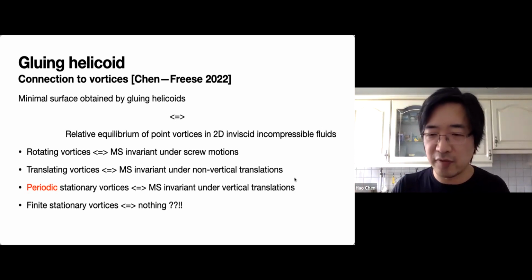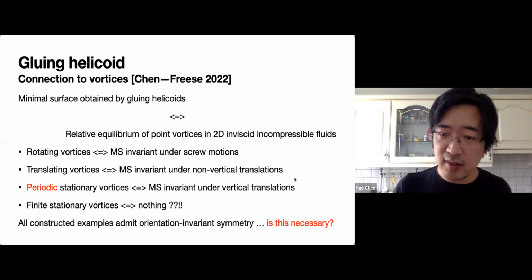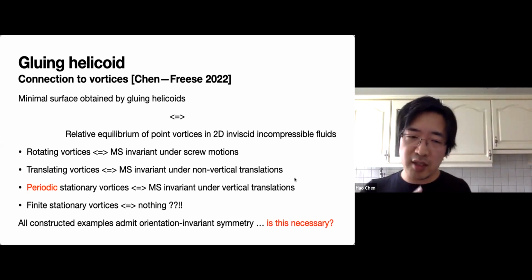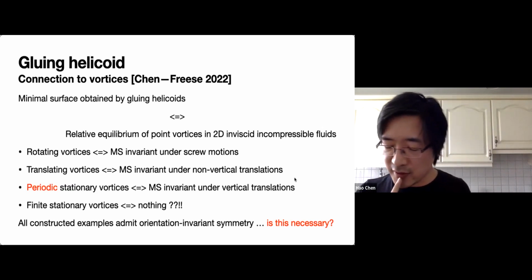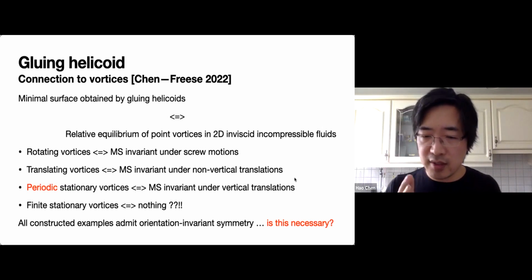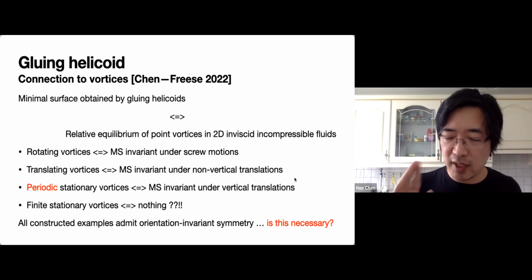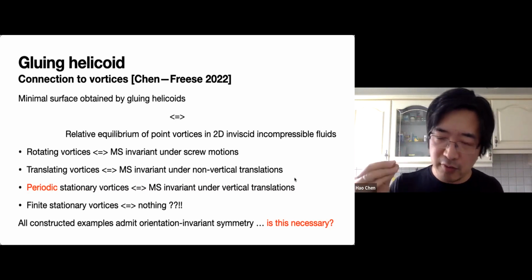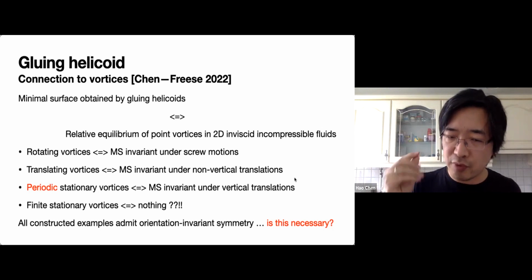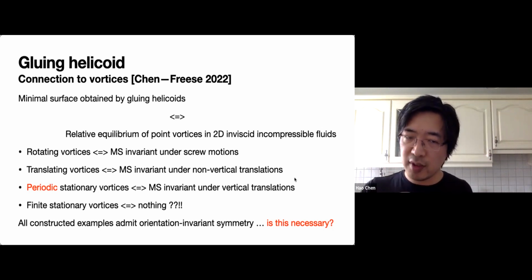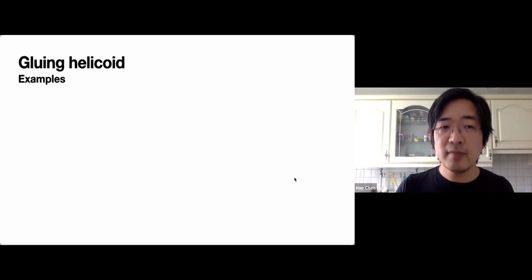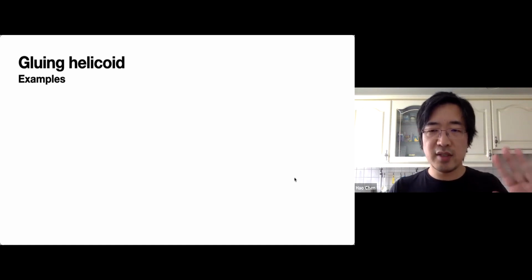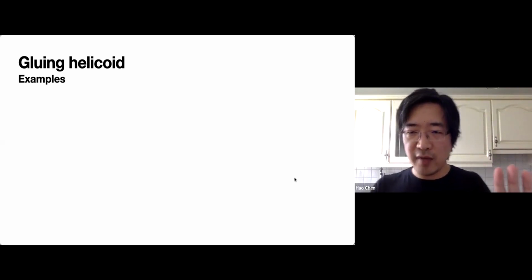It's just not beautiful. Another annoying thing is that all the examples that we constructed admit an orientation invariant symmetry. So is this symmetry necessary? That's our own big problem. When we glue the helicoids together, is it possible to break the orientation invariant symmetry? But anyway, there are some annoying things, but we have a lot of examples. So now we have the connection.